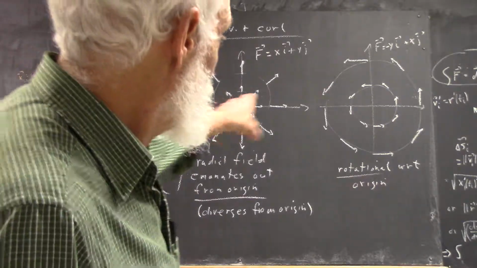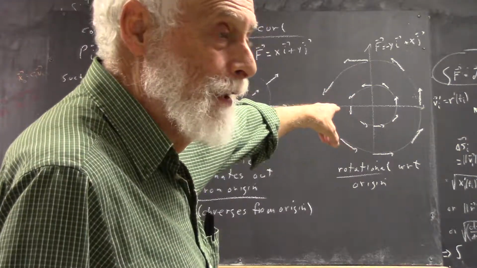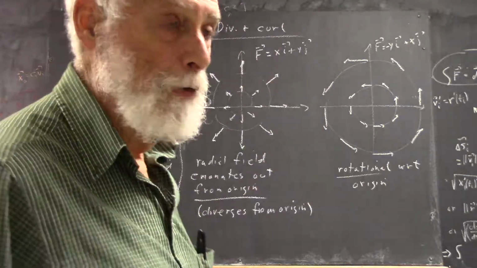So anyhow, I've always tried to give a really concrete explanation of circulation and divergence.